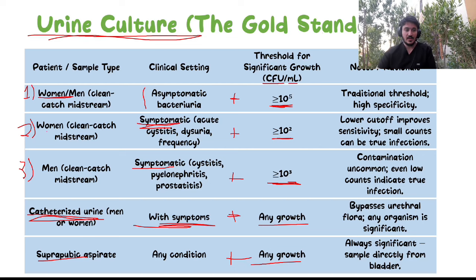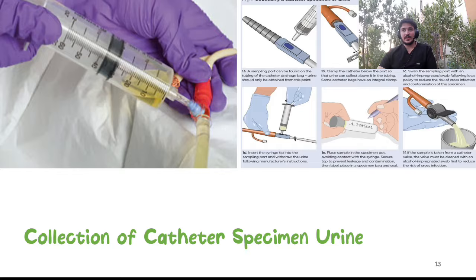Okay, so let's repeat these. Woman or man, asymptomatic, 10 to the power of 5 or more, that's positive for UTI. Woman, symptomatic, 10 to the power of 2, it's a UTI. Men, symptomatic, 10 to the power of 3 or more, it's UTI. Catheterized urine, symptoms and any growth is positive for UTI. Suprapubic aspirate and any growth is positive for UTI. Please know this table.